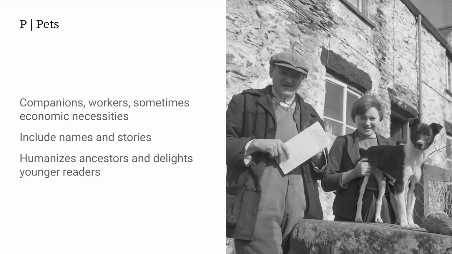P is for pets. Don't overlook family animals. Pets and farm animals were companions, workers, and sometimes economic necessities. Beloved dogs appear in photos. Horses had names and personalities. Milk cows supported families. Include pet names and stories. They humanize ancestors and absolutely delight younger readers. A small detail about a child's pet rabbit or a loyal farm dog brings warmth and relatability to any family history. These stories remind us that love and companionship cross generations.